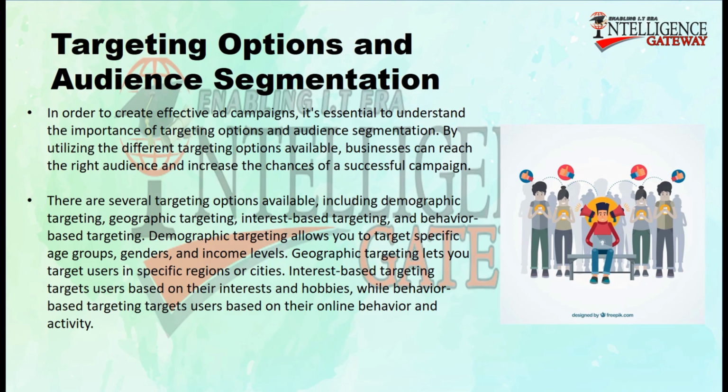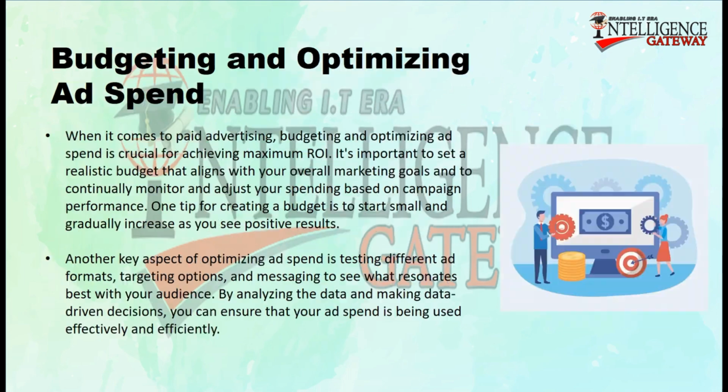Demographic targeting allows you to target specific age groups, genders, and income levels. Geographic targeting lets you target users in specific regions or cities. Interest-based targeting targets users based on their interests and hobbies, while behavior-based targeting targets users based on their online behavior and activity. Budgeting and optimizing ad spend.